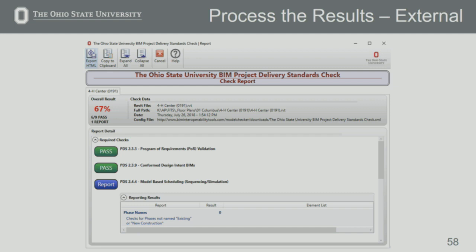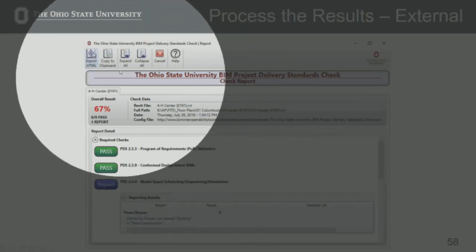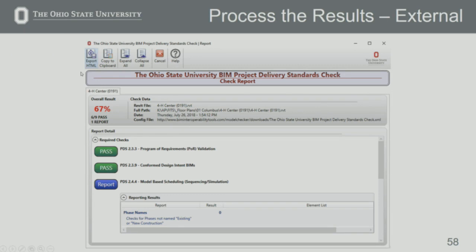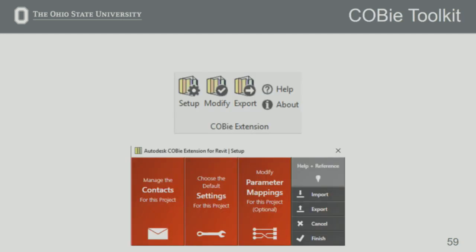and then on the upper left-hand corner, you'll see export HTML. They'll simply export that, and they'll email it over to us. And that's the way that we actually review, are they being compliant to this point in the project with our expectations? And then we can talk through any issues that they might have and we might be seeing. So that's all I want to talk about with the model checker.